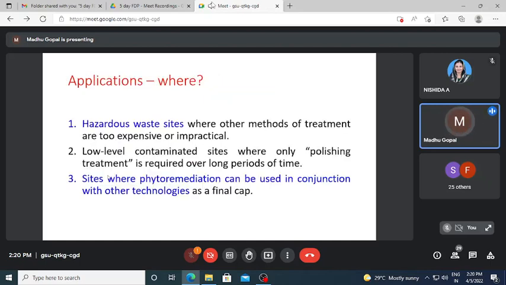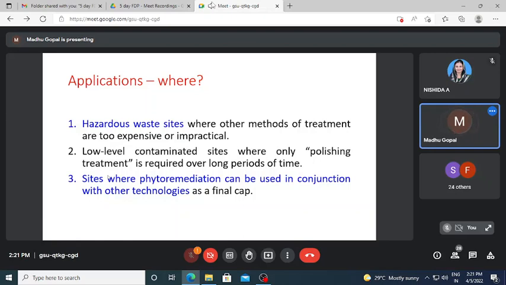Now, applications. Where can we apply these phytoremediation techniques? One we have already seen: hazardous waste sites, where other methods of treatment are too expensive or impractical. In such waste sites, you can make use of these techniques. Then the second category is low-level contaminated sites, where the contamination is not at a very high level. There we can go for some kind of a polishing treatment over a long period of time. This polishing treatment can be brought about by the vegetation that grows on these low-level contaminated sites.